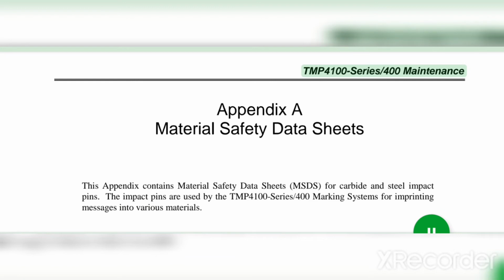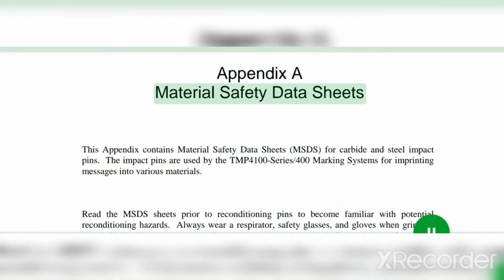Maintenance procedures 4-12. This page intentionally left blank. TMP 4100 series/400 maintenance A1. Appendix A. Material safety data sheets.